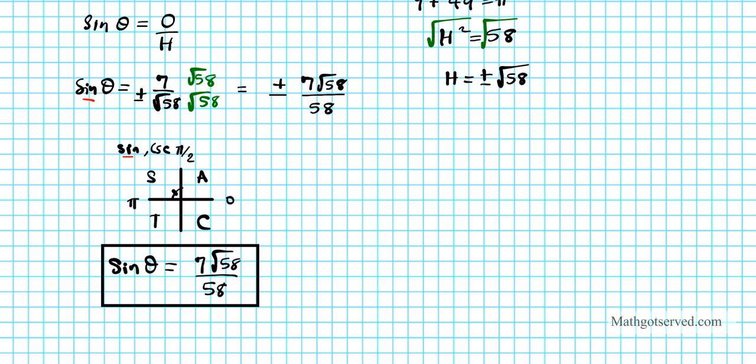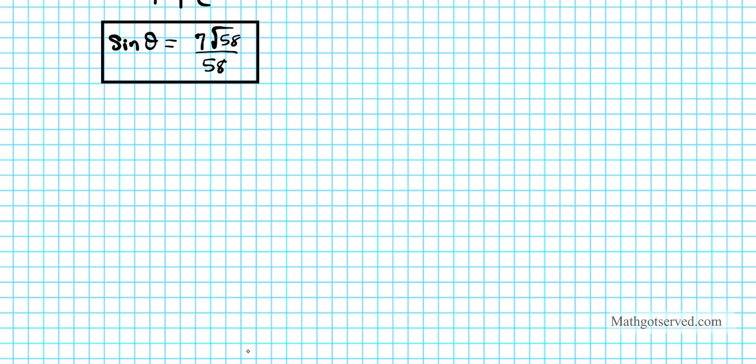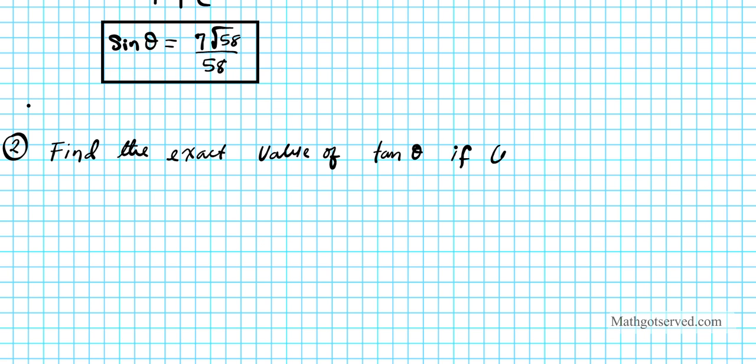All right, let's go ahead and try another example. Question 2. Find the exact value of tan theta if cotangent theta is equal to root 3 over 7 and 0 is less than theta and theta is less than 90 degrees.